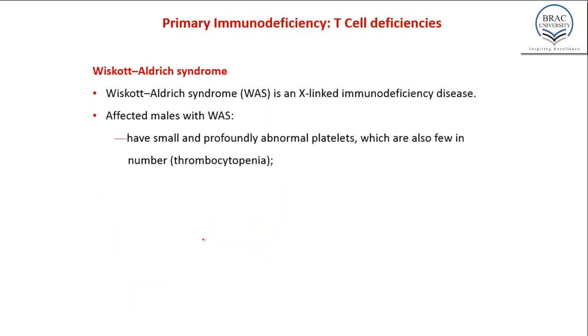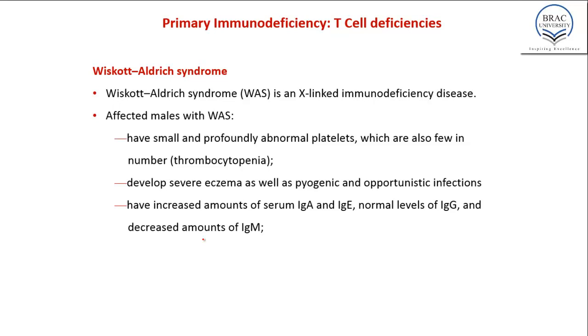So now let's talk about another T cell immunodeficiency disease. This is Wiskott-Aldrich syndrome or WAS. Wiskott-Aldrich syndrome is an X-linked immunodeficiency disease. Affected males with WAS have small and profoundly abnormal platelets, which are also few in number, and this leads to a state called thrombocytopenia. WAS patients can also develop severe eczema as well as pyogenic and opportunistic infections.